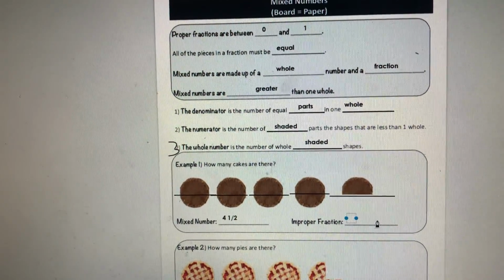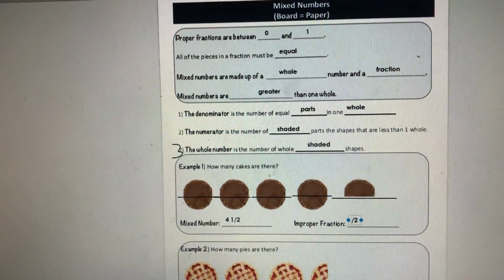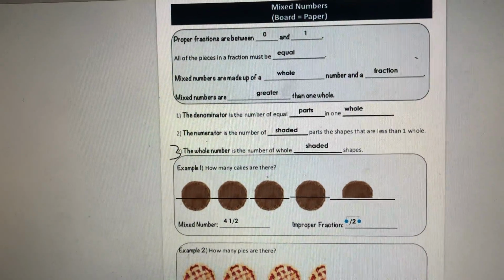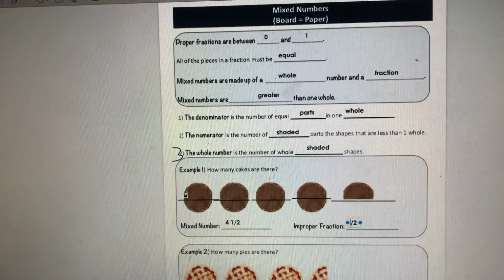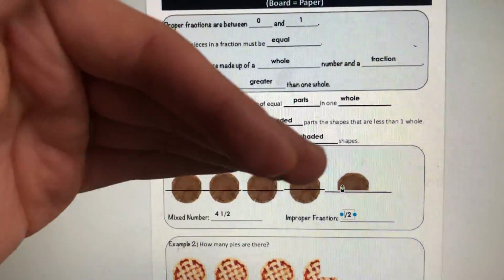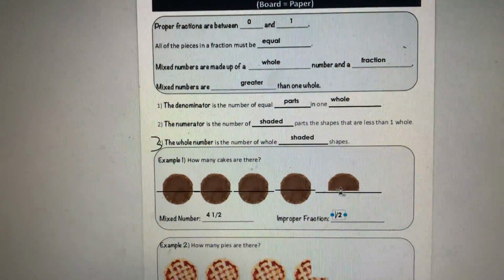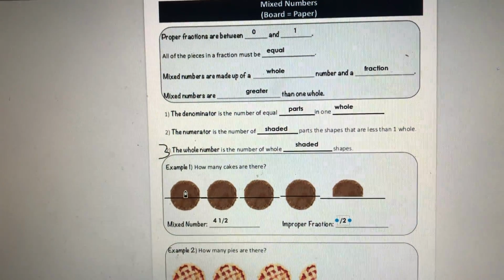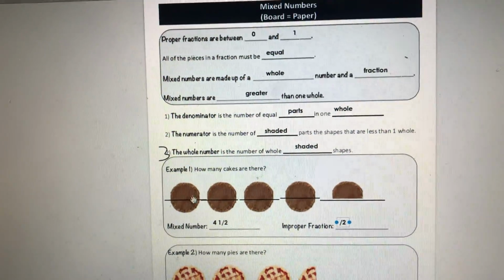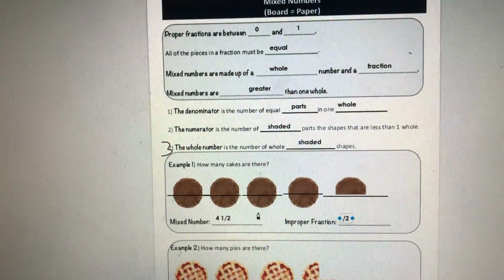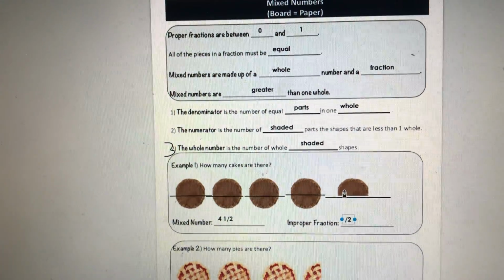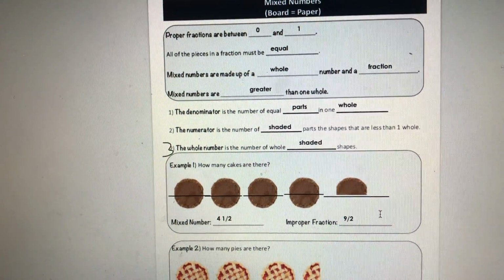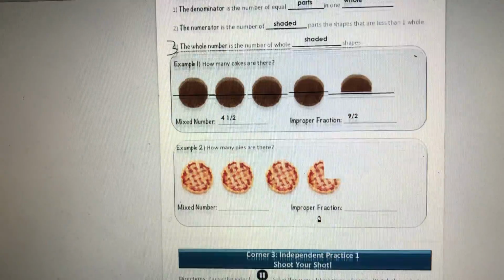If I were to make an improper fraction, my denominator is still the same because the number of equal parts in one whole for each of these cakes is 2. Each cake is divided into 2 equal parts. Now I'm just going to count up the total number of pieces of cake that I have. 1, 2, 3, 4, 5, 6, 7, 8, 9. I have 9 halves of cake as my improper fraction.